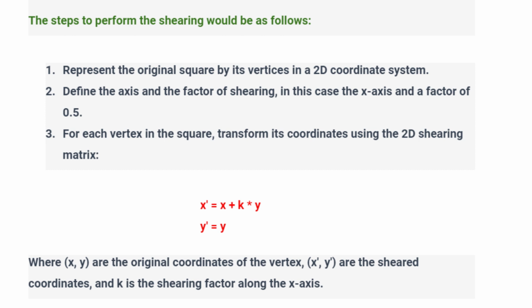X' = x + k * y, Y' = y, where (x, y) are the original coordinates of the vertex, (x', y') are the sheared coordinates, and k is the shearing factor along the x-axis.